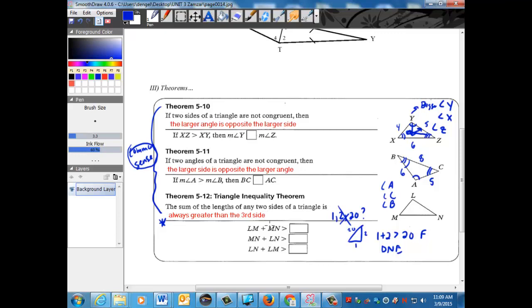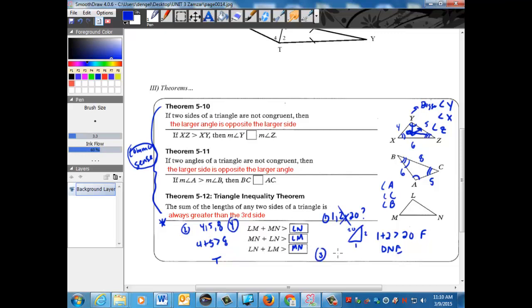So what we want to fill in down below is that LN plus MN is greater than LM, and so on for the other sides. So let's do a few more of these. What about 4, 5, and 8? Is it possible to draw a 4, 5, 8 triangle? Well, yes it is, because 4 plus 5 is greater than 8. This is true. Therefore, it's possible. I can put a yes here.